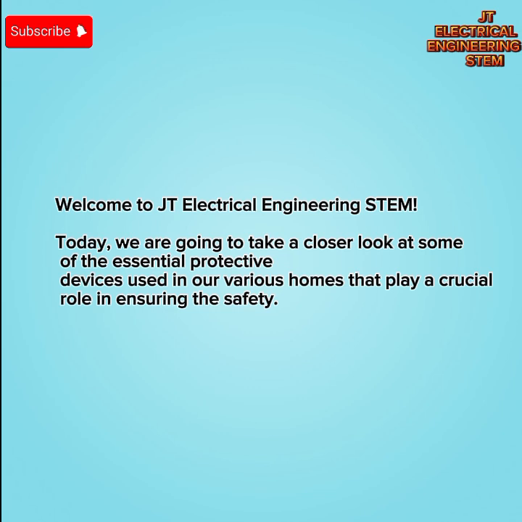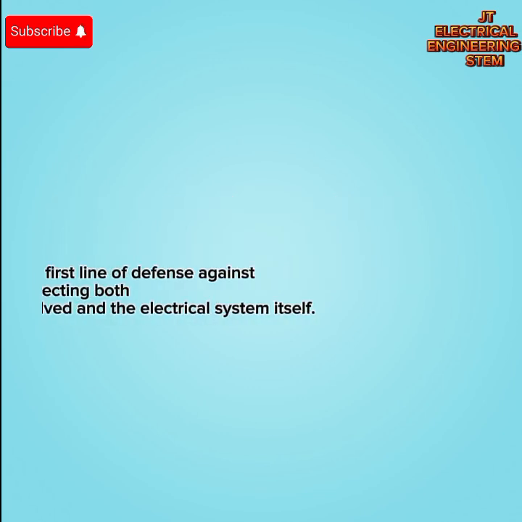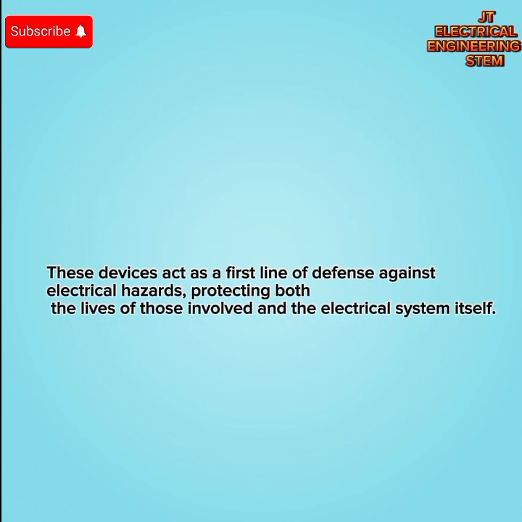Today, we are going to take a closer look at some of the essential protective devices used in our various homes that play a crucial role in ensuring safety. These devices act as a first line of defense against electrical hazards, protecting both the lives of those involved and the electrical system itself. From circuit breakers to surge suppressors, let's outline some safety devices and how they function.